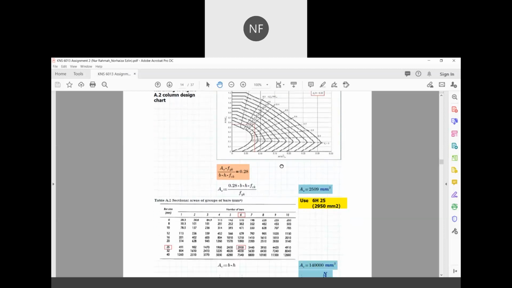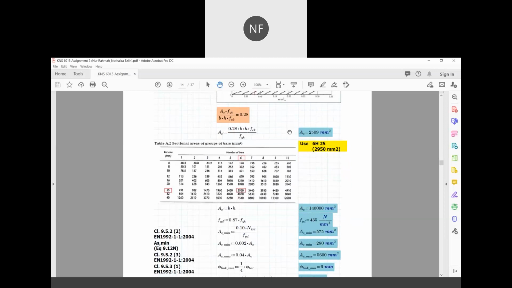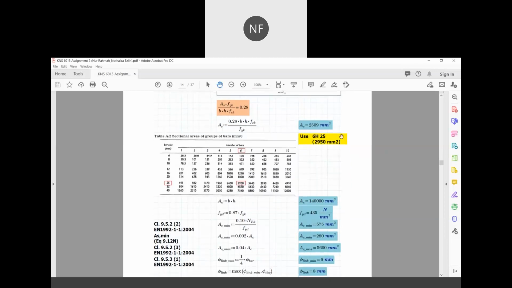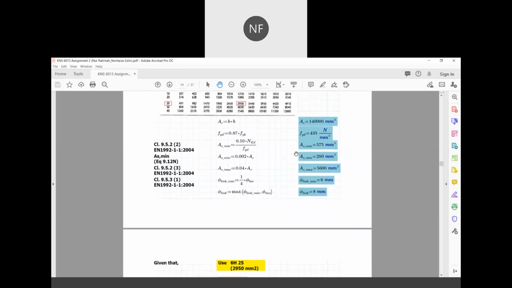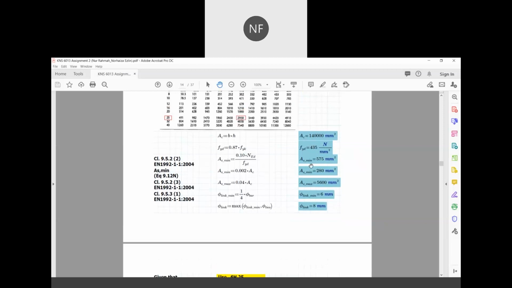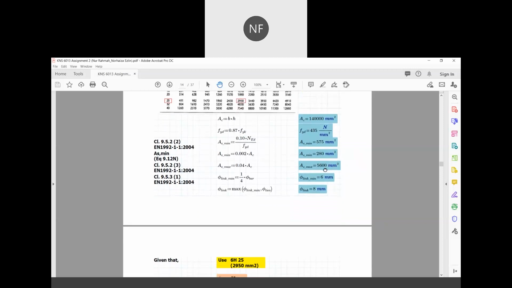Again, using this table, we're going to choose an area that is more than the calculated area. So from here, we are choosing 6H25 as our selected design for column. And here's the calculation for minimum area required, where it is equal to 575 millimeters square, or we can use the formula of 0.002 multiplied with the area of the column, equal to 200 mm square. And here's the maximum area required, equal to 5,600 mm square.